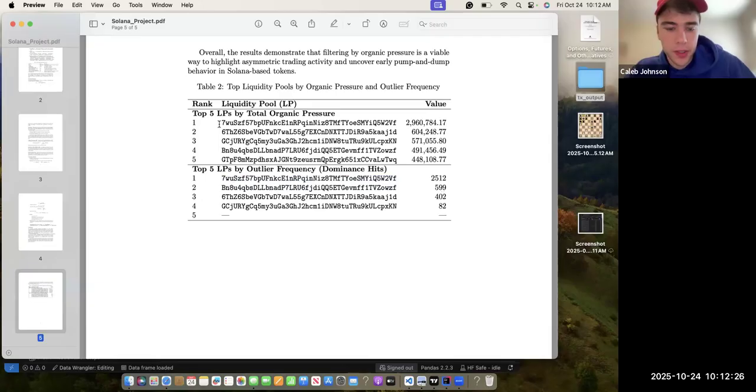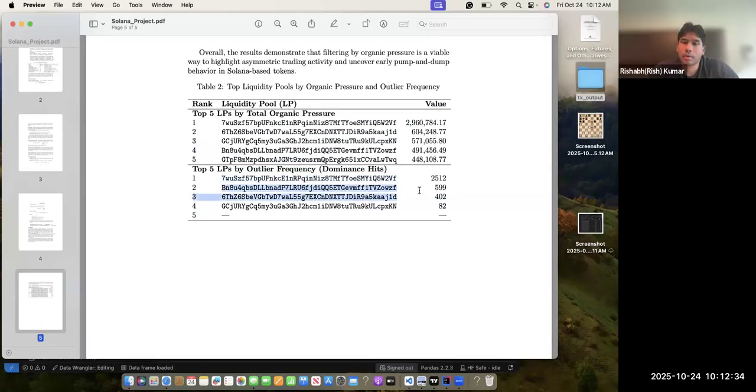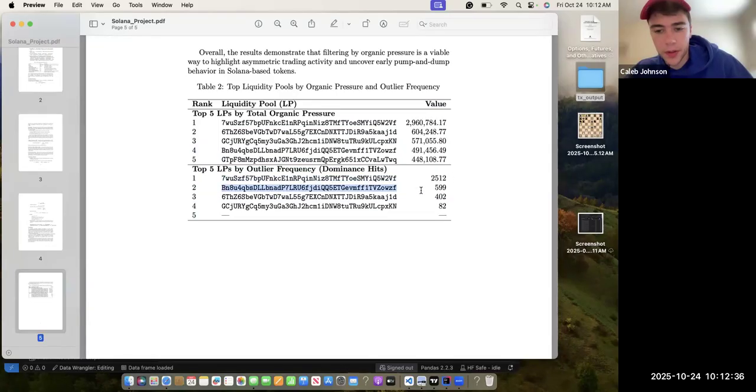But I don't necessarily know how to interpret these results, because this one crushed in both categories. And this one, even though it was the other pump and dump and it was second here, it was fourth here. So how do I weigh these?